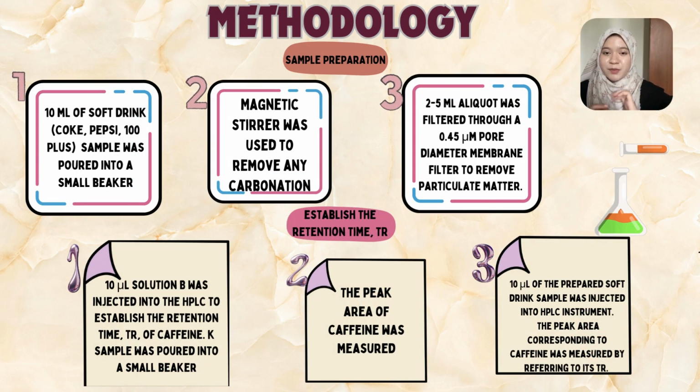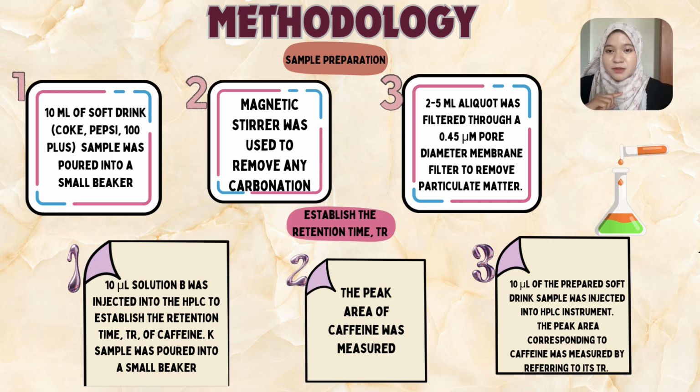Then for the sample preparation, 10 ml of the soft drinks such as Coke, Pepsi or 100 Plus was poured into a small beaker. A magnetic stirrer was used to remove carbonation, and if needed, sonication was applied. Then 2 to 5 ml of the sample was filtered using a 0.45 micrometer pore diameter membrane filter to remove any particulate matter.